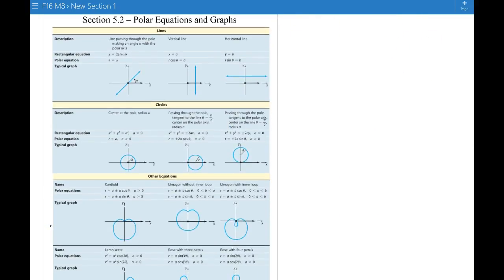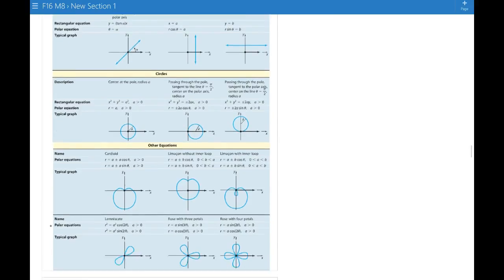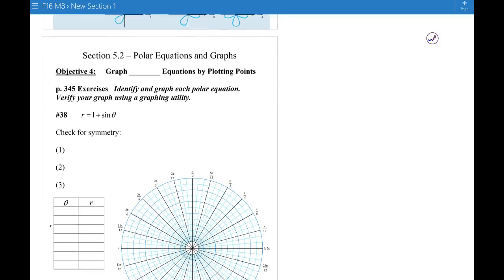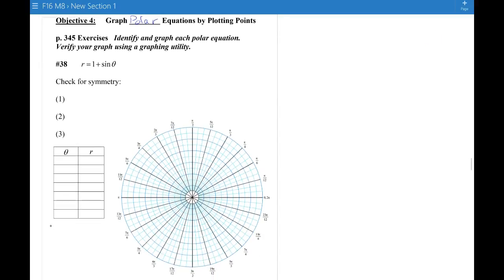This is a little table right out of your book that shows a lot of the graphs that you get by graphing different polar equations. We're going to graph polar equations by plotting points, and we're going to check for symmetry. So r equals 1 plus sine theta. The first symmetry test says replace theta with negative theta.